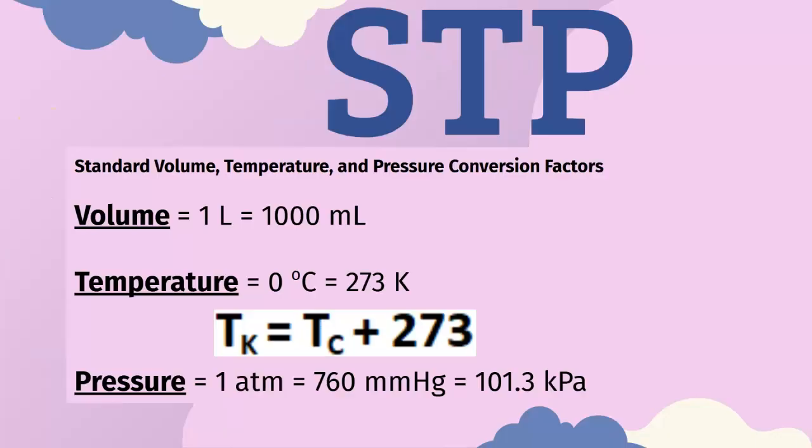STP stands for standard volume, temperature, and pressure. The standard volume is 1 liter, which is equal to 1,000 milliliters. Standard temperature is 0 degrees Celsius, which is equal to 273 Kelvin. So anytime we're trying to go from Celsius to Kelvin, all we have to do is add 273. Standard pressure is equal to 1 atmosphere, which is equal to 760 mmHg, which is equal to 101.3 kilopascals. There are more pressure units out there, but these are the ones that we focus on because they're the most commonly used in chemistry problems.